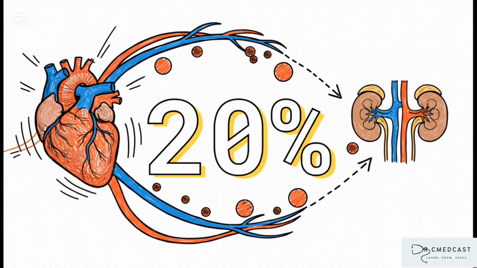To really get a sense of the kidney's importance, just chew on this number for a second. 20%. With every single beat of your heart, a full 20% of the blood your heart pumps out gets sent straight to your kidneys. And this is for an organ that makes up less than 0.5% of your total body weight. That's a huge investment of resources.